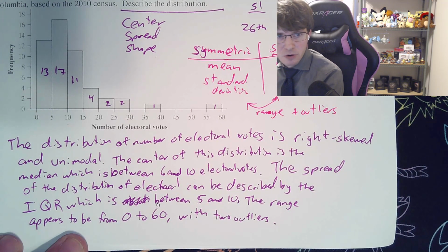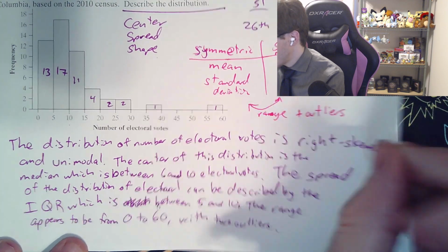And that's it. I think we're good. I think we're done with that question. We have all our center, spread, and shape. We accurately described it, and we're done. Let's move on to our very last question.